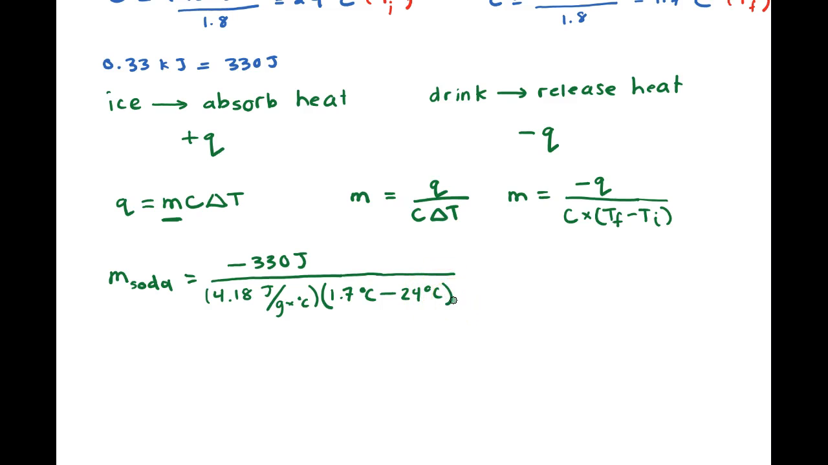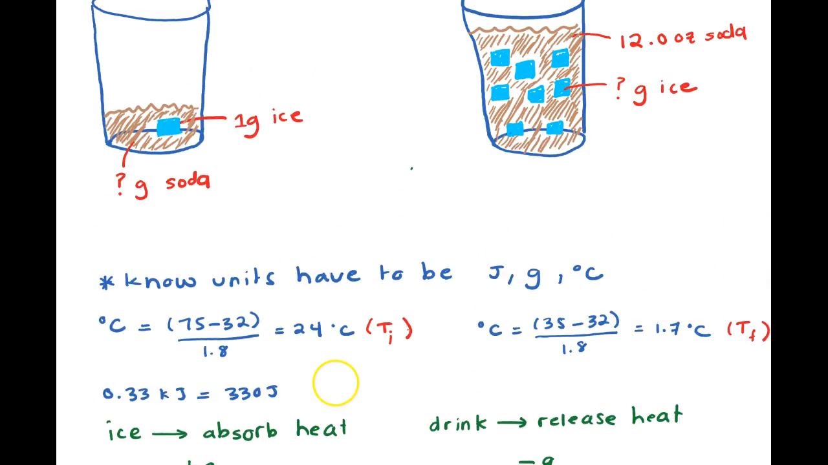Okay, so it makes sense. We have a negative on top. This whole part on the bottom will be negative. Those will cancel out, right? Our joules are going to cancel out. Our degrees Celsius will cancel out. We should be left with just grams. So we also have the correct units. Once we calculate this out, it's going to be 3.5 grams of soda. Okay, let's go back up to our picture and the rest of our problem.